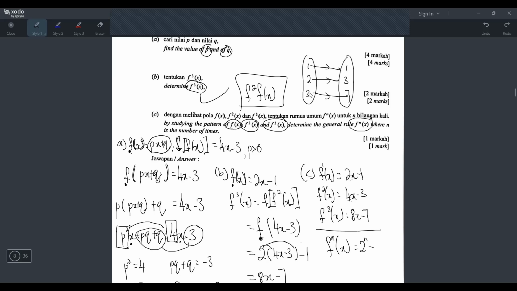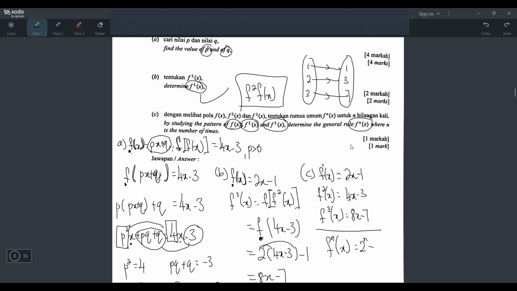1 becomes 1, 2 becomes 3, 3 becomes 7. Okay, how does 2 become 3? Plus 1, right? 2 plus 1 is 3. But if you look at the other one, 1 plus 1 is 2, you don't get 1. And 3 plus 1, you also don't get 7. So definitely the pattern is not plus 1. So what is the pattern here? Let's think about this.